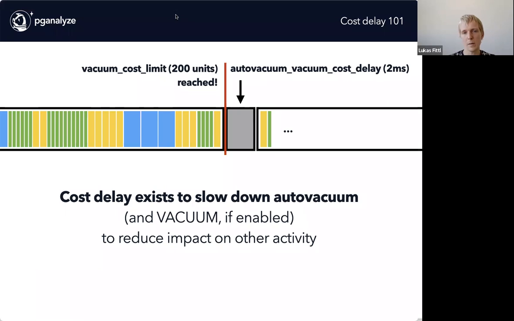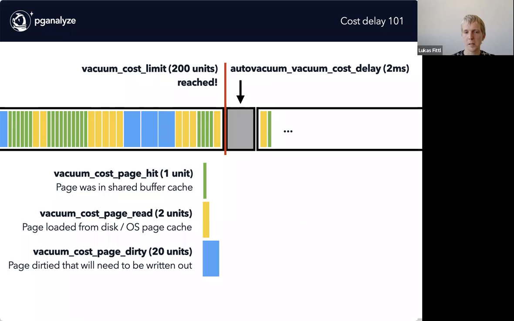The way you can think about this is there are essentially 3 different types of activities. There's the vacuum cost page hit, which is when vacuum tries to read something from the shared buffer cache and finds the result in the buffer cache. The cost page read is when vacuum loads something from the disk or the OS page cache. And a page dirtied means the data was written out by vacuum. Each of these accounts for a certain number of units, either 1 unit, 2 units, or 20 units by default. When vacuum does this activity, autovacuum will account for these units.